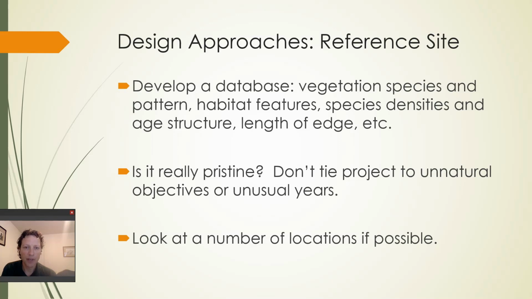But it's also helpful to have a reference site handy in the sense that you can develop a database. This database can include all the vegetation present in a well-functioning ecosystem so that you have a target for what species assemblages you want to bring into the restoration site. It could also contain information about habitat features, species densities, not just species lists, species age structure, the length of the edge of the site. I mean, it really could encapsulate a whole lot of information about the ecosystem. It just depends on what you have time for and what your objectives are.